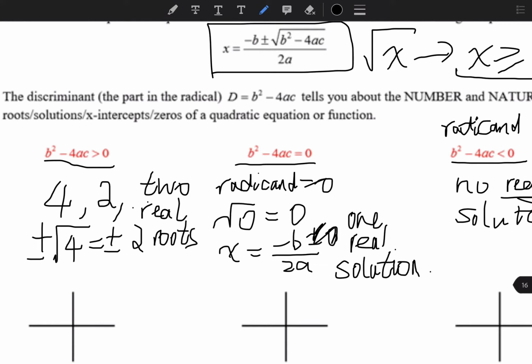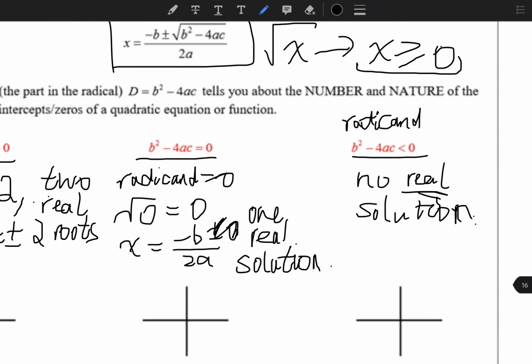So that's a great way to check, before you even solve the problem, whether you have an answer or not. Quickly check b squared minus 4ac. If it's greater than 0, it has 2 real roots. If b squared minus 4ac is equal to 0, it only has 1 real root. And if b squared minus 4ac is less than 0, it's undefined. There are no real solutions.